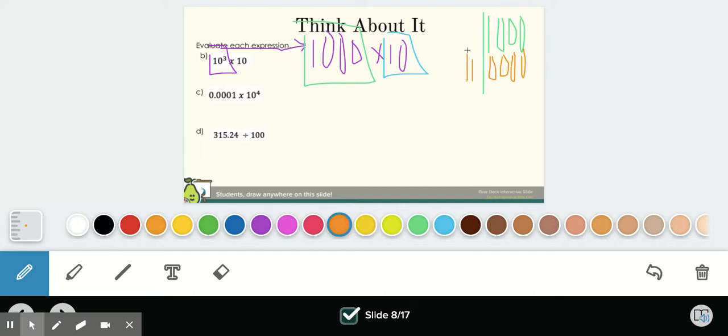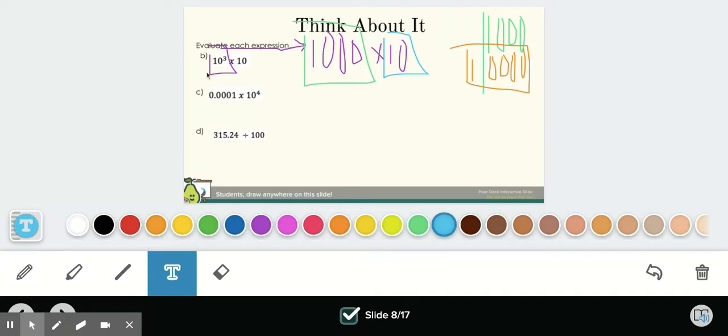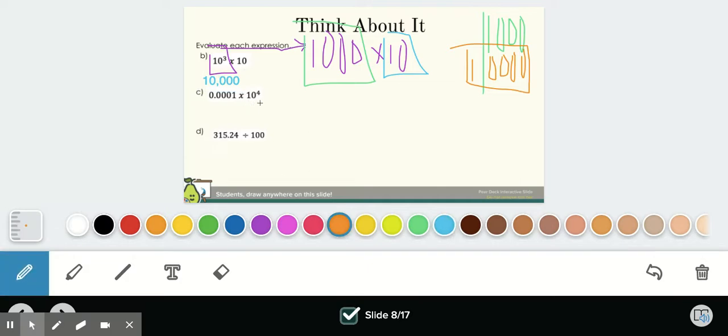But now I want to determine where to put the comma for this number. So I'm going to write the number or type it up right over here. So we got how many zeros? We got 4 zeros. So then I'll put a comma right there, and we get 10,000. Okay, let's take a look at letter C. So multiplying by 10 to the power of 4. So this number is going to get bigger.